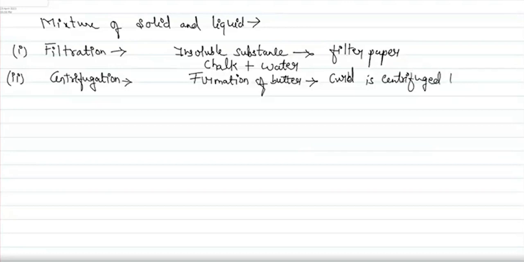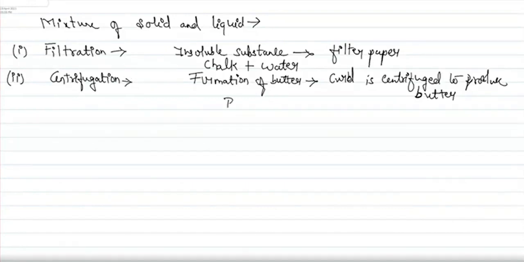Curd is centrifuged to produce the butter, and the left out will be the buttermilk. Here the cream from the curd will be removed, which is called butter, and that butter is used for making different things, and the left out liquid is known as the buttermilk. So this is the method of centrifuge.